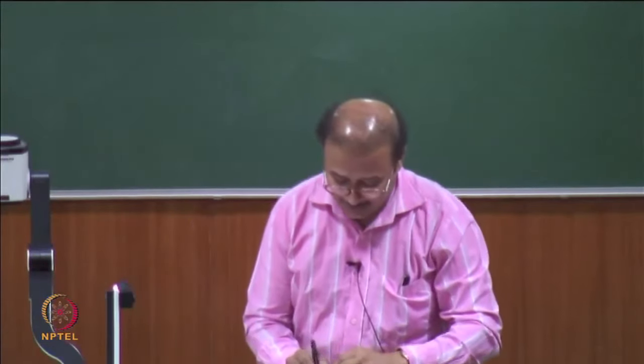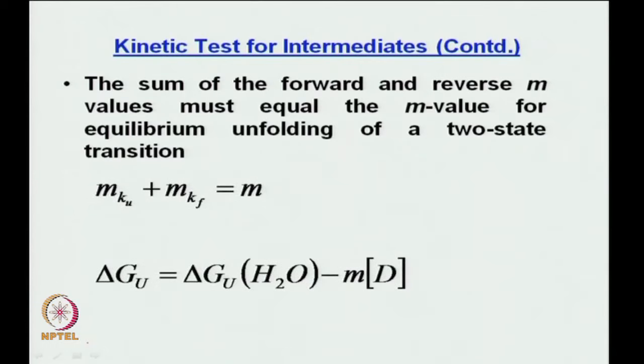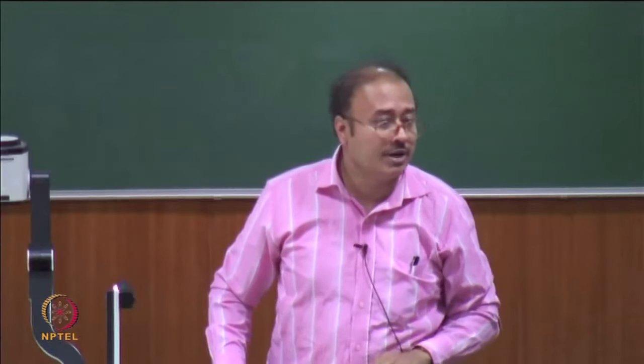Second thing is, the sum of the forward and the reverse m values must be equal. What does it mean? It means mku plus mkf should be equal to m, where m was defined like this before, because m is the total change between u and d. You have to be able to have that. And this is also easy in the sense that if you fit kf and ku, I mean the folding and unfolding arm, you can get mku and mkf.